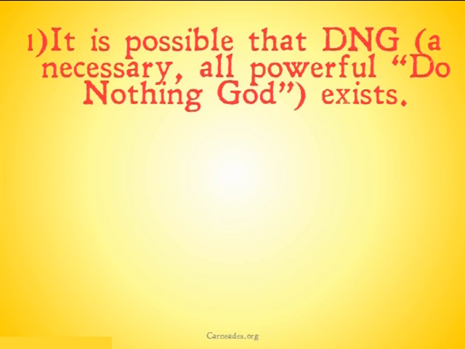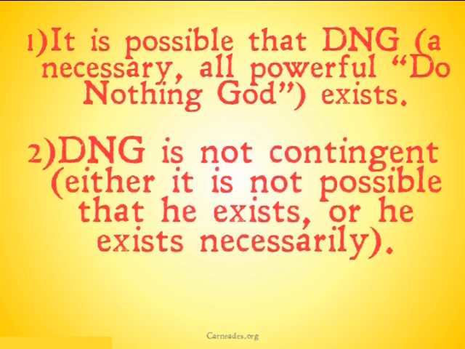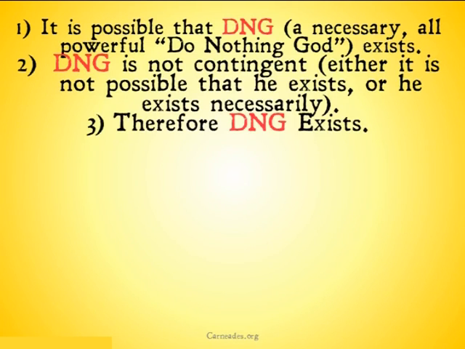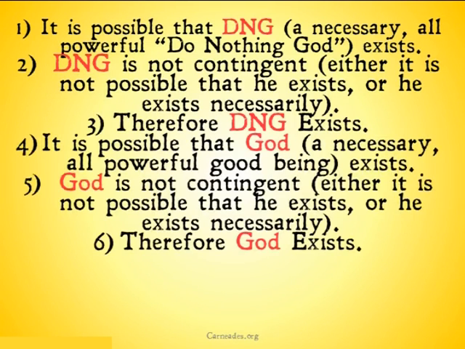It is possible that DNG, a necessary, all-powerful, do-nothing God, exists. A God that has all the qualities of God, but in fact does nothing. DNG is not contingent. Either it's not possible that he exists, or he exists necessarily. Therefore, DNG exists. As with Ed, we can run the ontological argument to show that DNG exists, as well as the ontological argument to show that God exists.